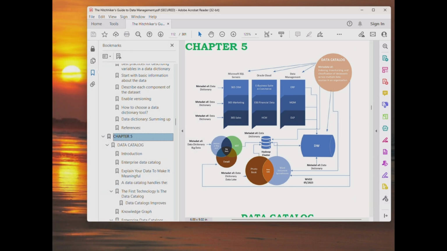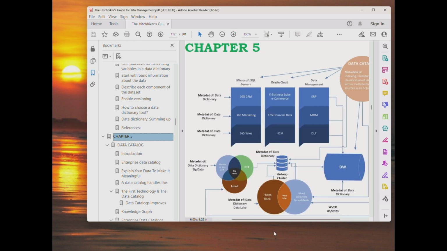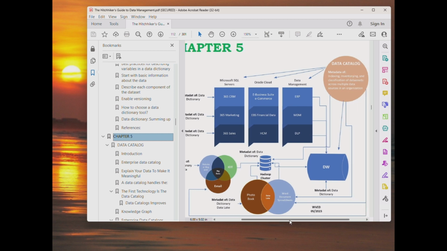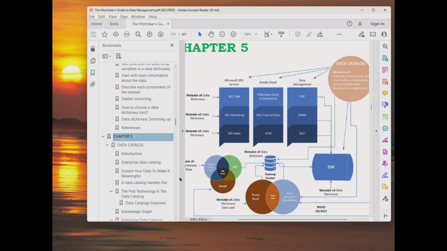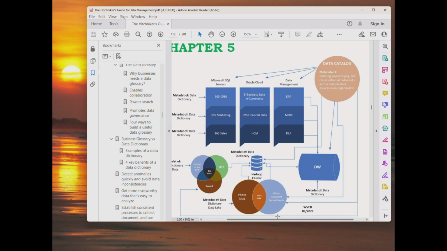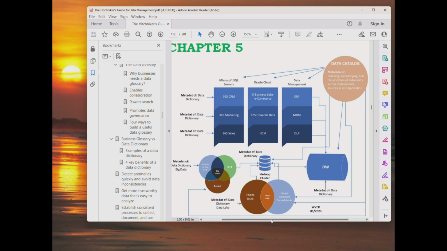Chapter 5 is particularly useful for understanding the data catalog and different relationships involved. It goes into great detail about some relationships such as data dictionary, metadata, data lake, data warehouse, big data, and then data processing. It is definitely worth a read if you're looking to gain a better understanding of these concepts.